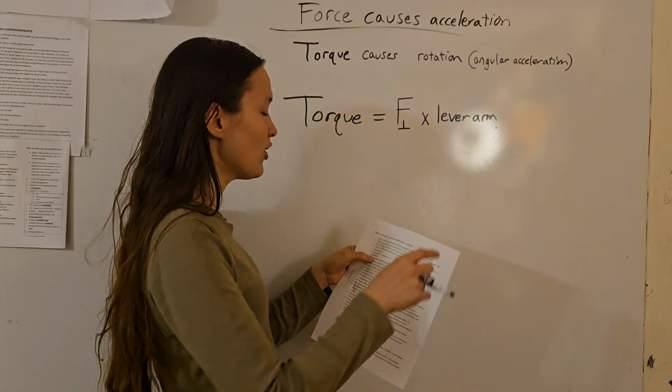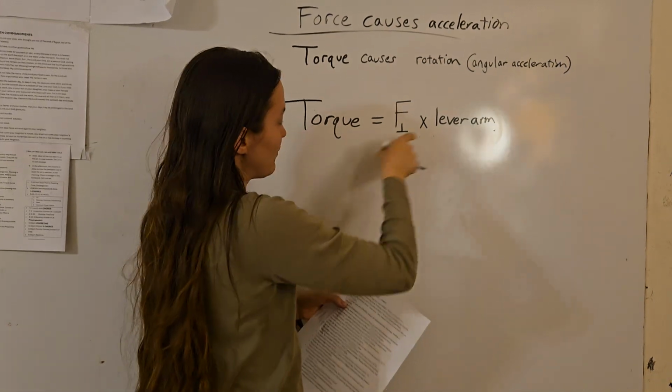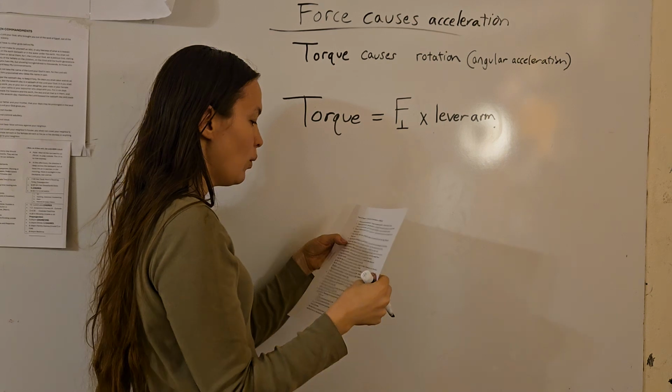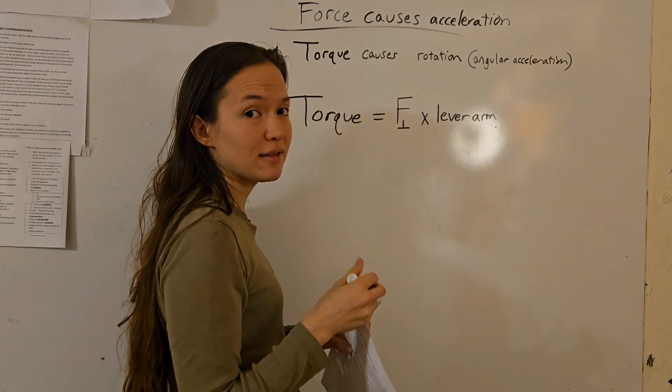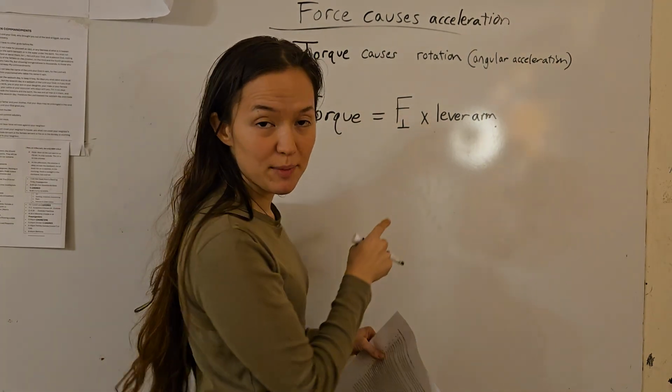So the longer that lever arm is, the more torque there is. The more lever arm you have, the more torque you have. The more perpendicular force you have, the more torque you have. Well, you might say, why does the force need to be perpendicular?